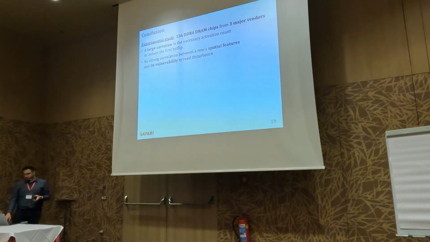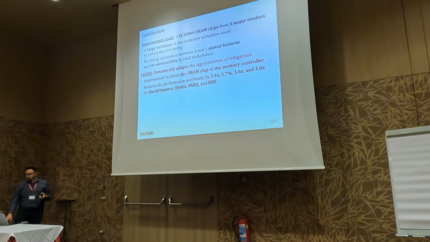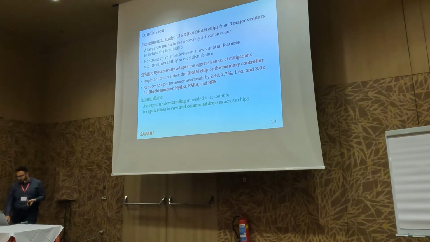So in conclusion, we did this experimental study on 136 DRAM chips, and we observed a large variation, and unfortunately not a strong correlation. We are still working on that. We propose this mechanism that dynamically adapts the aggressiveness of mitigation mechanisms, and it can be implemented in the DRAM chip or the memory controller, and it reduces the performance overhead significantly.